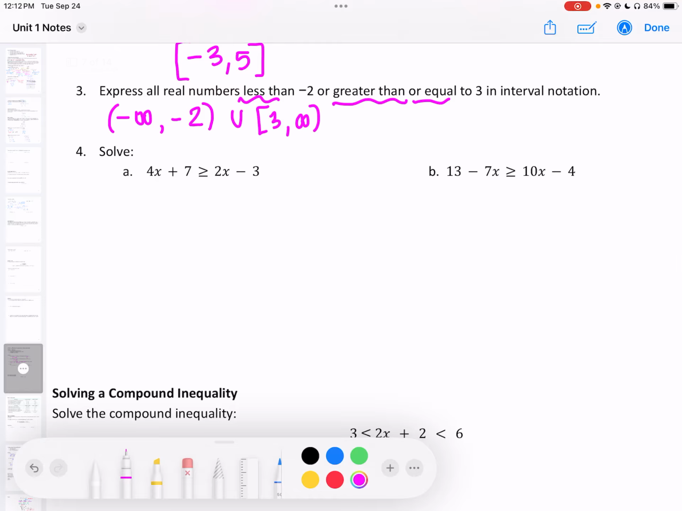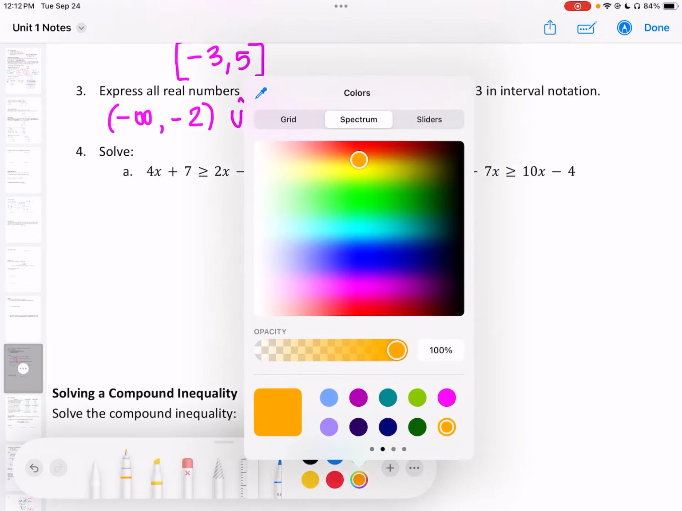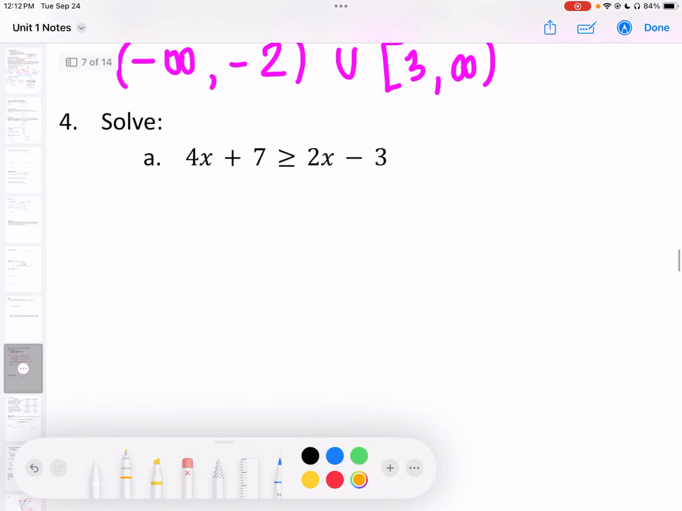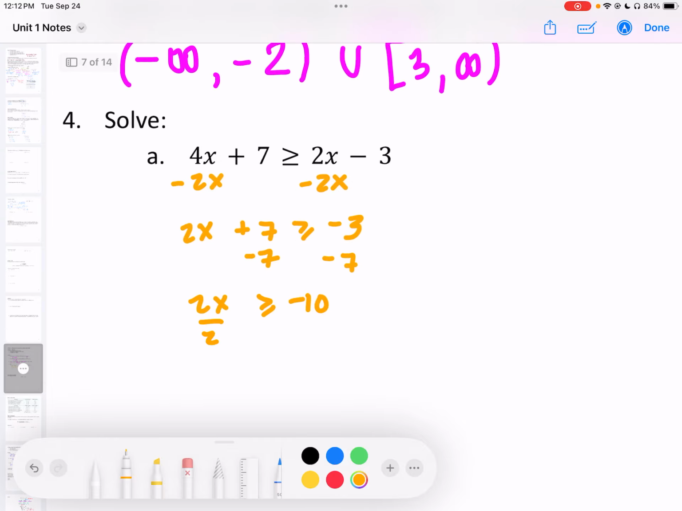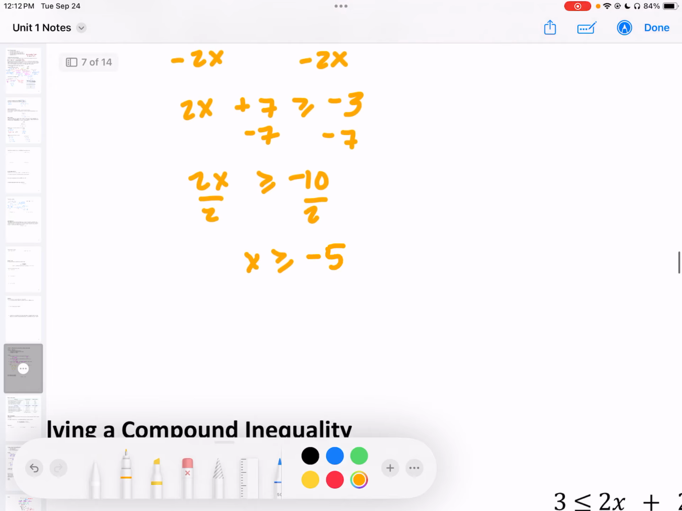Okay. Number 4, we're going to solve. Let's go ahead and just treat this like a normal equation. Subtract 2x from both sides. And then subtract 7 from both sides. Divide by 2. And x is greater than or equal to -5. Or in interval notation, -5 to infinity.